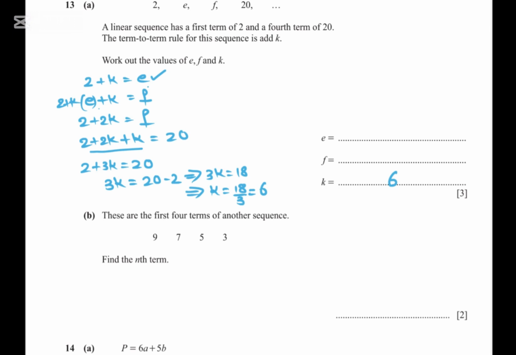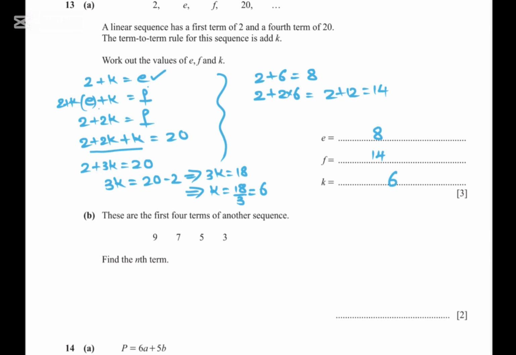How did we get e? We are adding 2 plus k. k is 6. That means it is 8. So e is 8. Then f, how will we get it? 2 plus 2k. So 2 plus 2 into 6. So 2 plus 12 is 14. So f is 14. This is the answer for 13a.